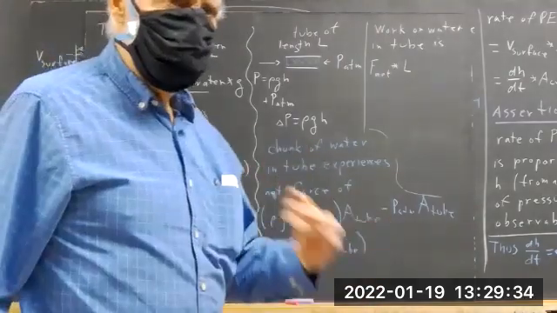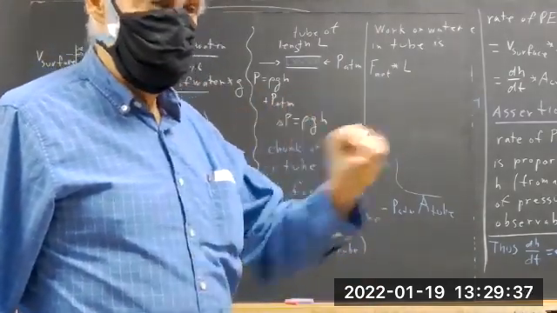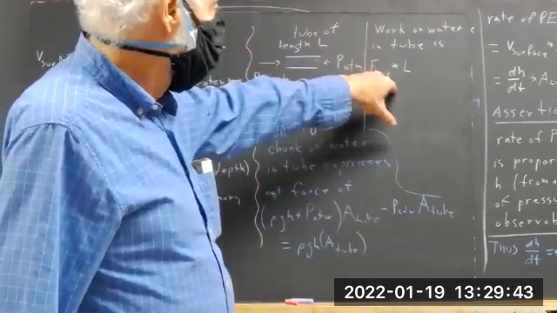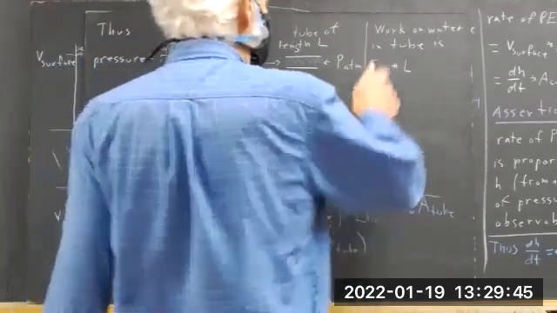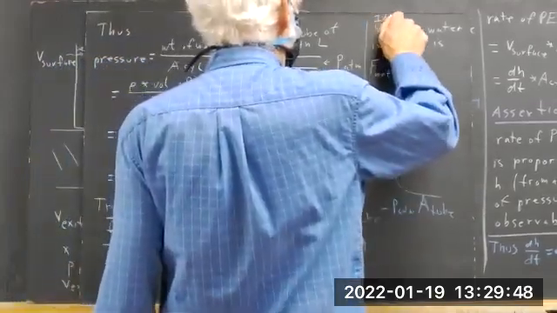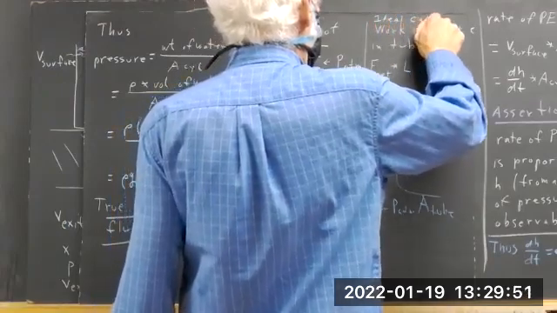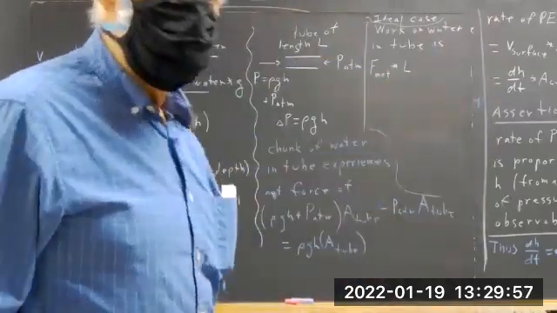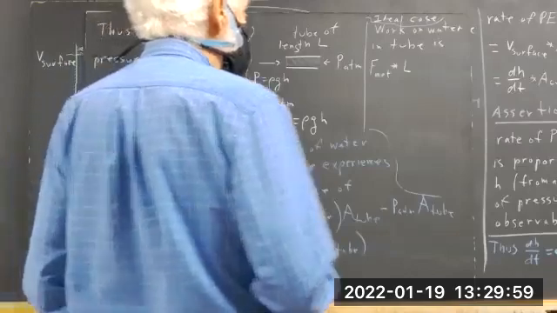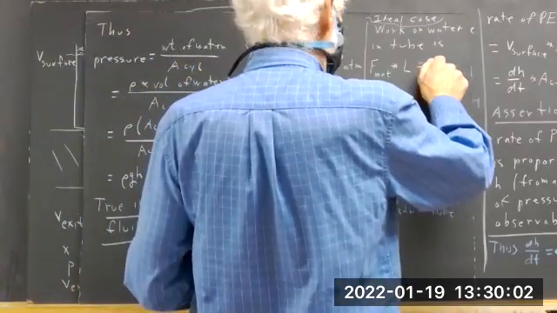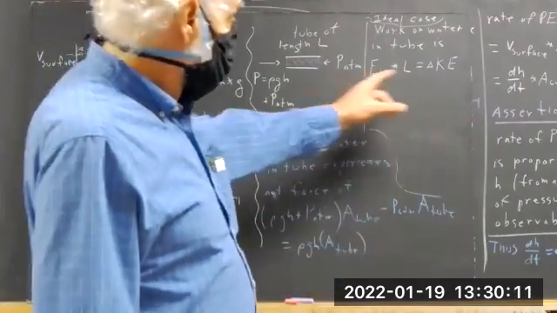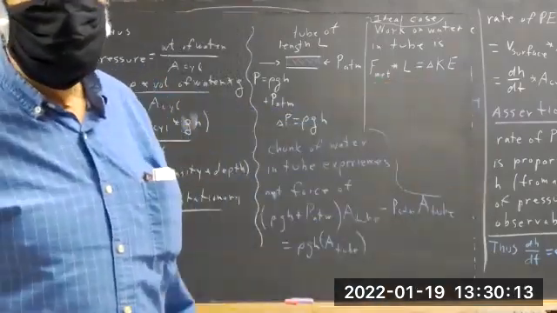Now, we're making an implicit assumption here. We're making an implicit assumption there's no friction. There's friction in the tube, so this really isn't the net force. This is ideal. We'll say this is the ideal case. We're putting water in the tube. There's net force times the length of the tube. So when that work is equal to the change in kinetic energy, that should work out.